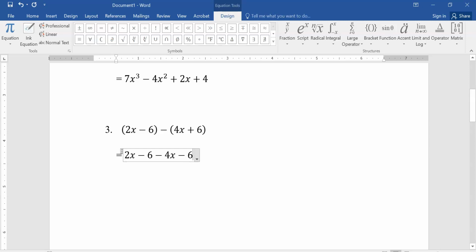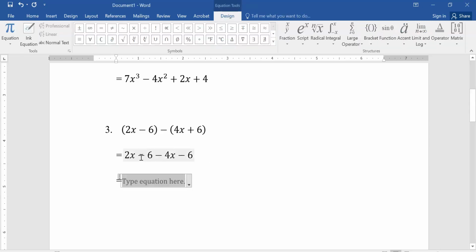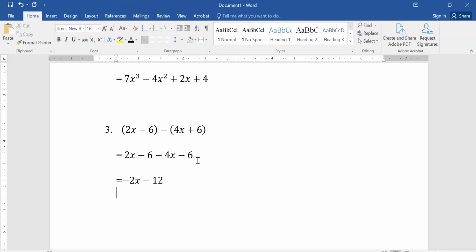Now I can go ahead and combine like terms. If you combine like terms, 2x and minus 4x gives you minus 2x. Minus 6 and another minus 6 gives you a minus 12. So the final answer would be negative 2x minus 12.